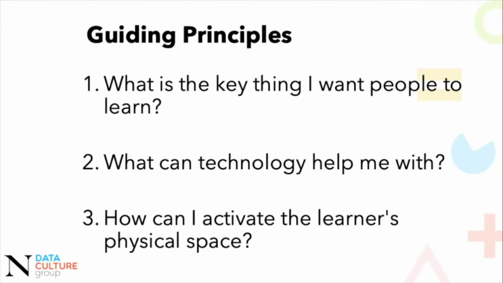So unfortunately, it doesn't seem like the pandemic is nearing an end anytime soon. So I think that we're going to need to consider how we move engaged visualization activities to an online domain. I think these 3 guiding principles, namely keeping in mind what you want people to learn, what the tech can help you with, and how you activate the learner's physical space, can be really useful guidances. And I hope that these 2 case studies give an example of how they can be put into play in existing activities that you might have in your teaching.